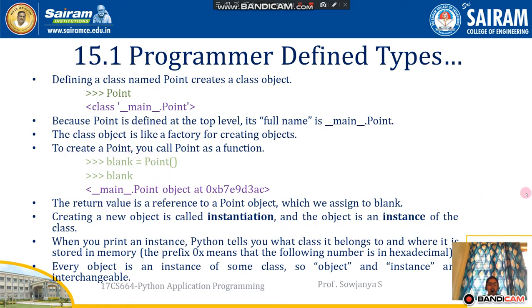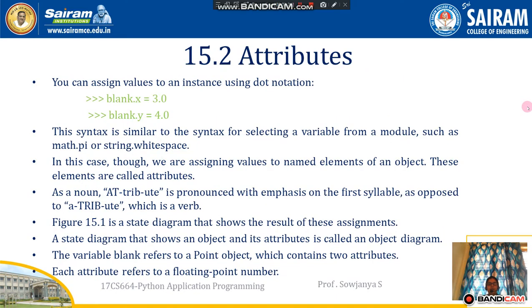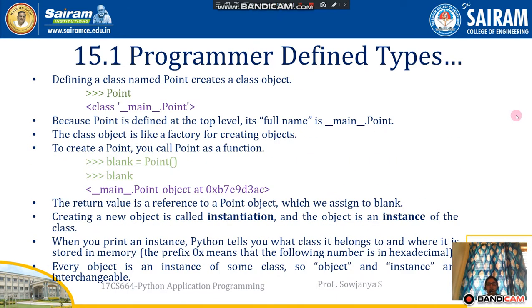This type of creating a new object is called instantiation, and the object is the instance of that particular class. So what happens when you print an instance? Python will tell you what class it belongs to and where it is stored in memory. Here you can see the prefix 0x, which means the following number is in hexadecimal format. Every object is an instance of some class, so object and instance are interchangeable. Okay, that is about programmer-defined types.